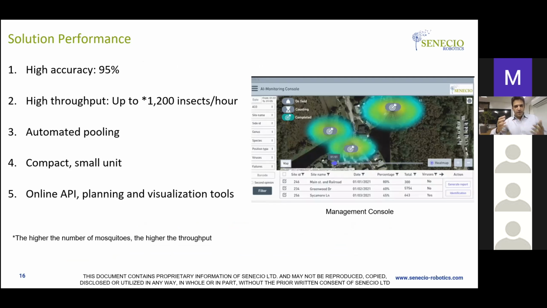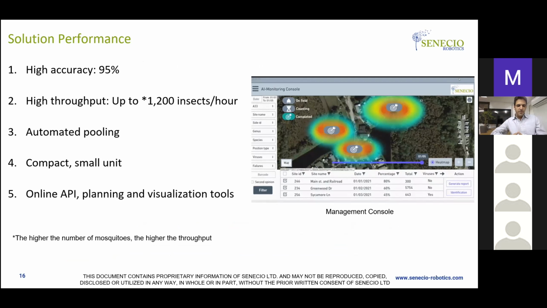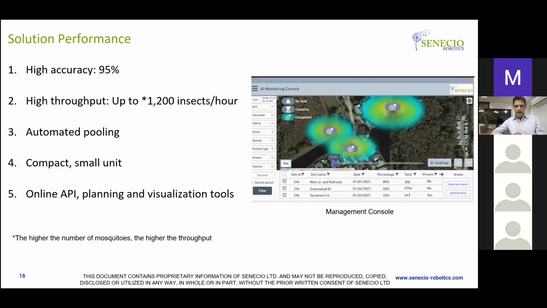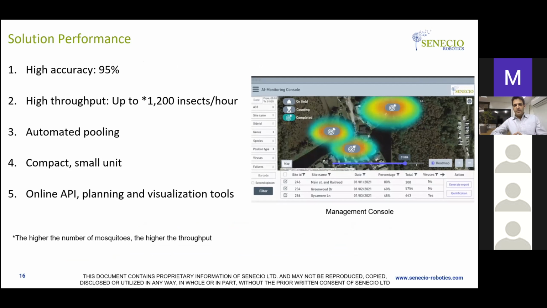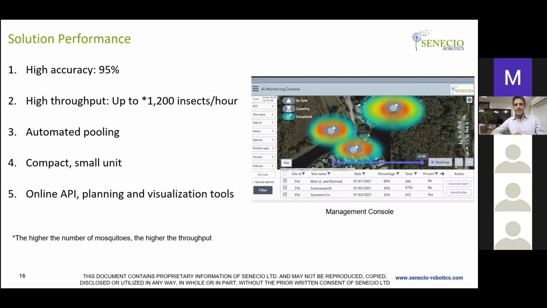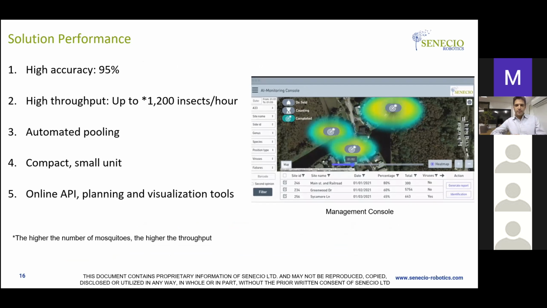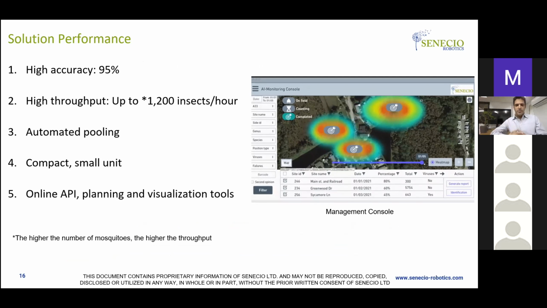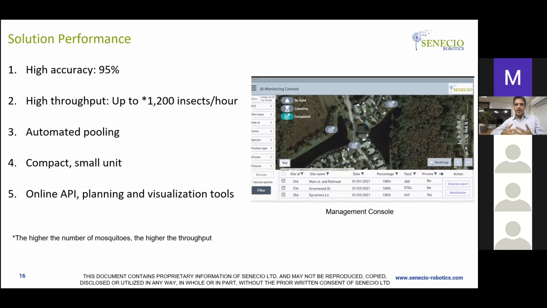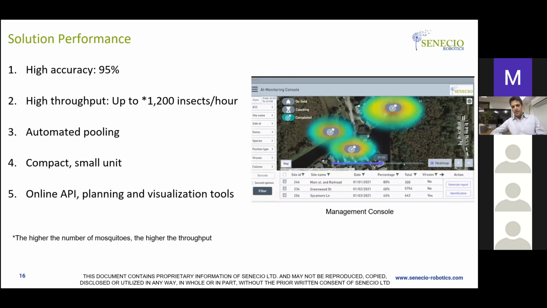We're targeting 95% accuracy for all the common mosquitoes that we are identifying. The throughput of what we've been able to achieve is very, very high, around 1,000 insects per hour. We are doing automated pooling into vials. It's a compact, small unit, the size of a walking desk in your laboratory. And last but not least, we're also providing an API, planning and visualization tools to be able to export information and results from the system.